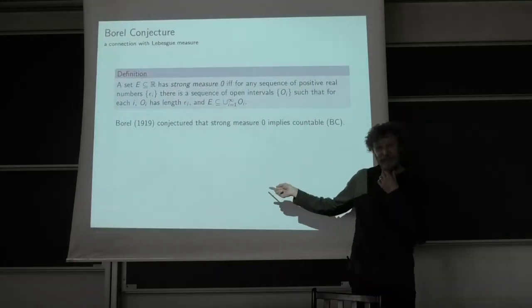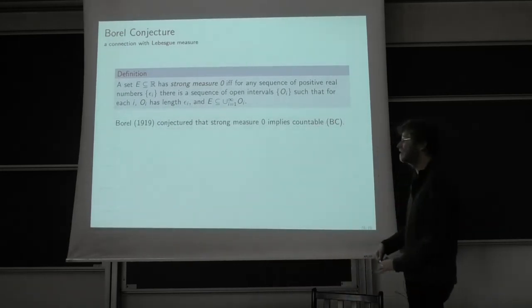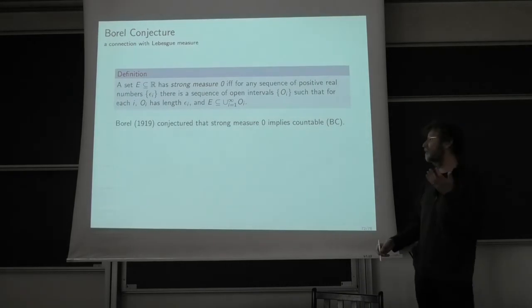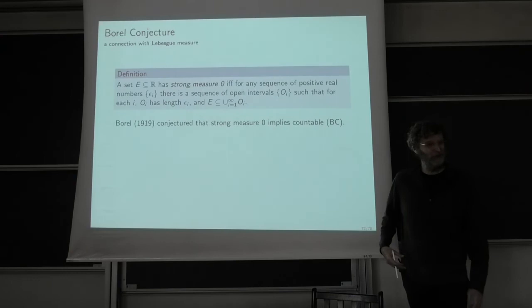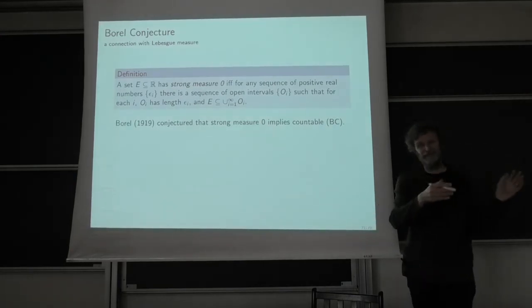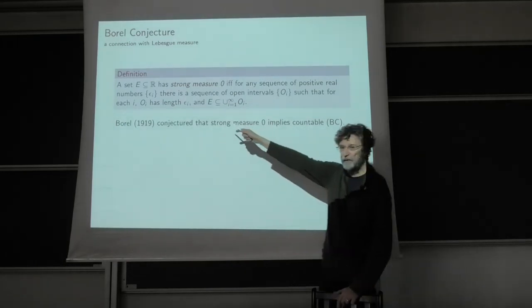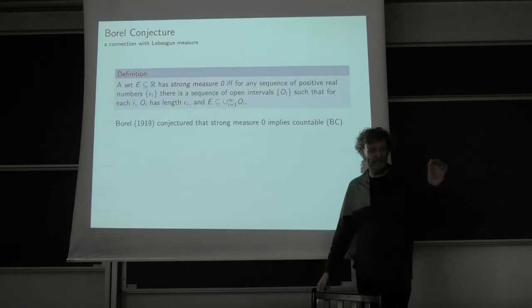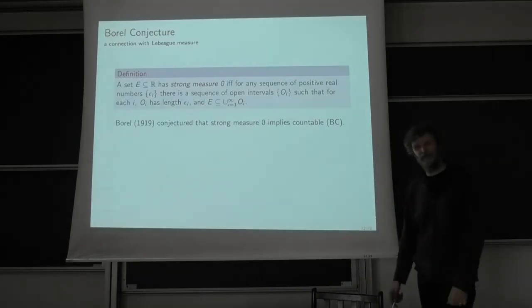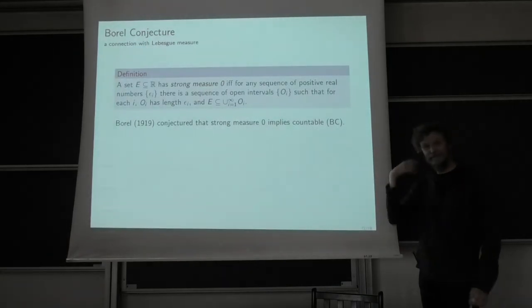Borel conjectured, in the early days of measure theory, that if a set has strong measure 0, it's countable. Countable sets do have strong measure 0, just like I said, you could do it with the rationals. Just let the ith open interval cover the ith point. A point can be covered by arbitrarily small balls. Just center the ball at the point. So Borel conjectured strong measure 0 implies countable.